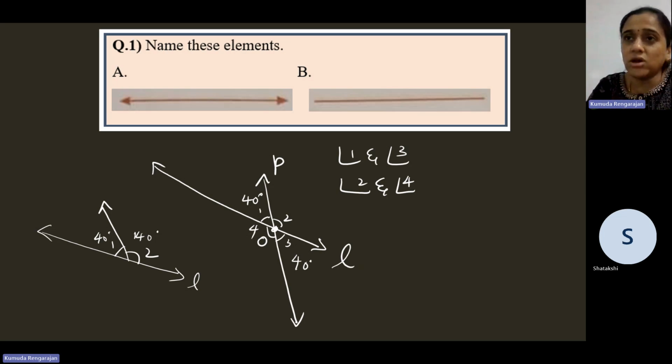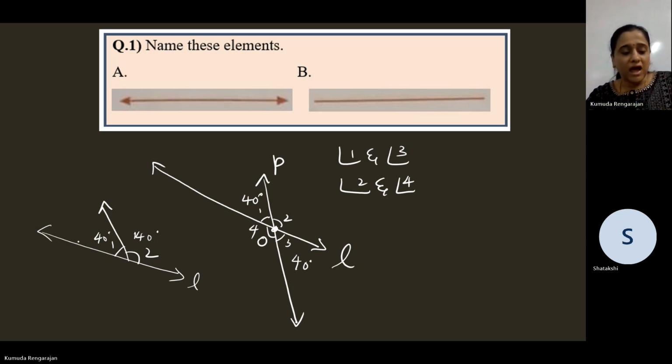There are four angles in all. If nothing is given, you cannot find anything. But if one angle is given, you can find the other three angles. So one angle, angle 1, is given to be 40 degrees. Now first, angle 1 is equal to angle 3 because vertically opposite angles are equal. So angle 3 is also 40 degrees. So we found one angle. Now in all, we know two angles. We have two more angles to find, angle 2 and angle 4.